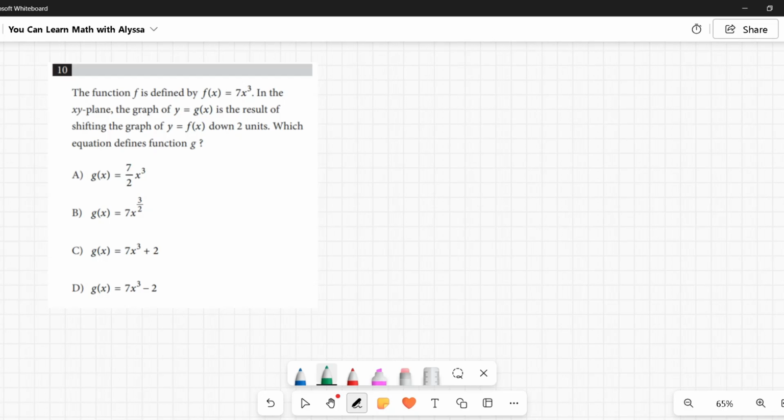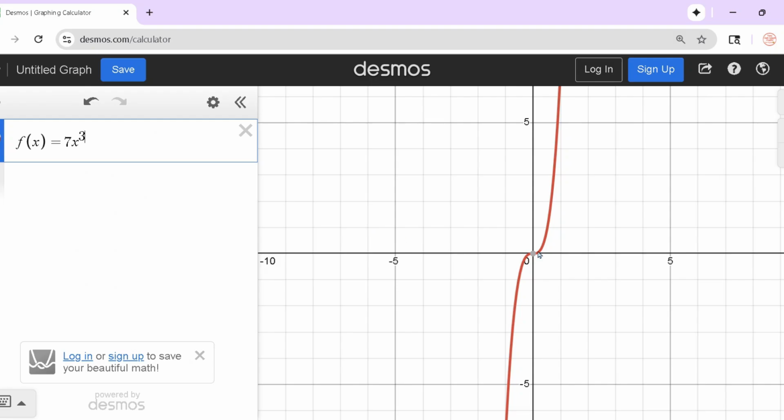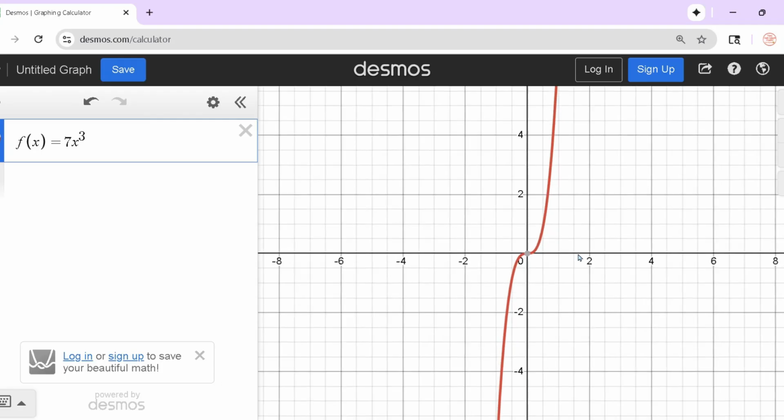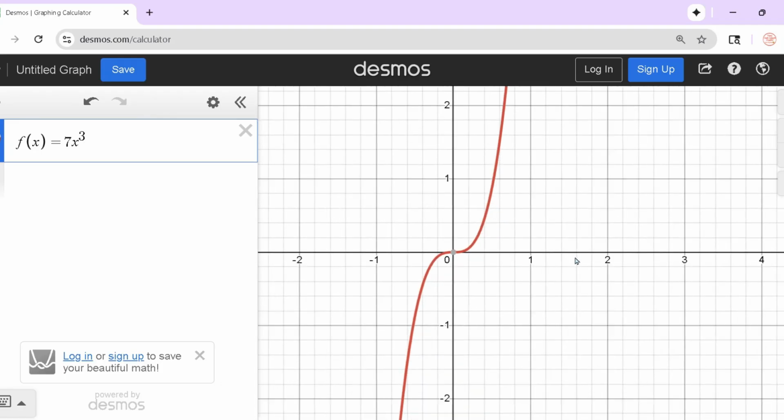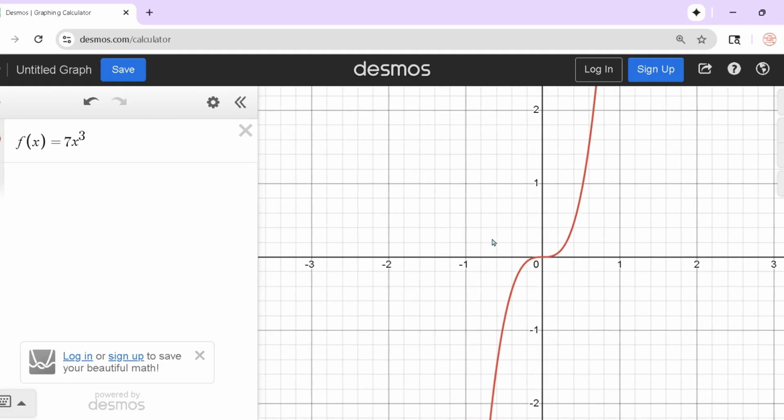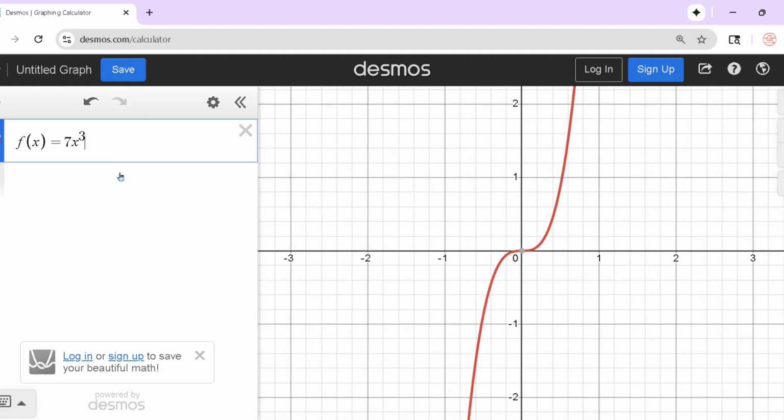They are testing your knowledge of a pattern or several patterns that you can follow when you are translating or moving functions around. And for this, I think it's best to go to Desmos so I can show you what's what. Right, here we are in Desmos, and I've put in f of x equals 7x cubed. Now, when we have a function, there's a couple of things that we can do pretty simply with it by just changing it in repeatable ways.